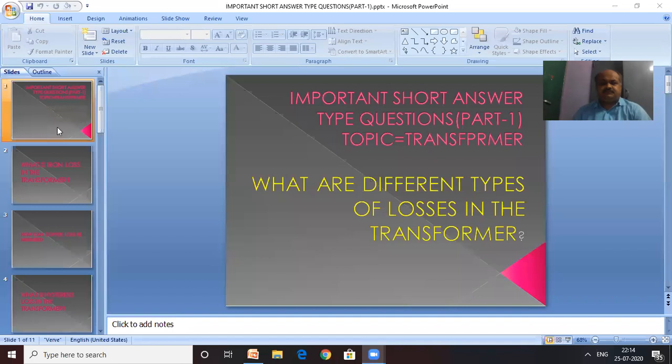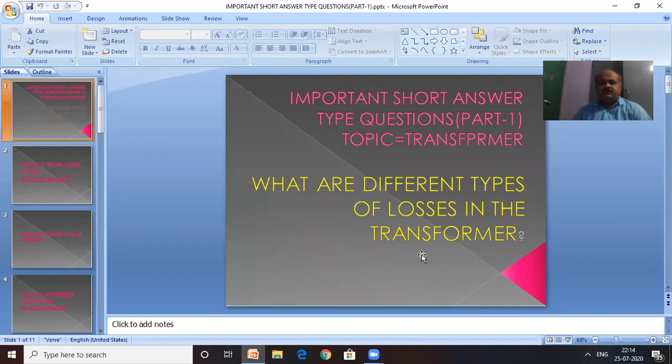Today I am going to discuss some important questions which are generally asked in the board exam based on the topic transformer. Look at these questions. What are different types of losses in the transformer?